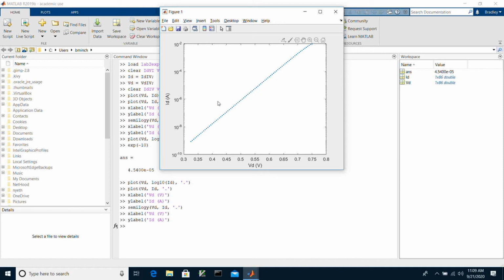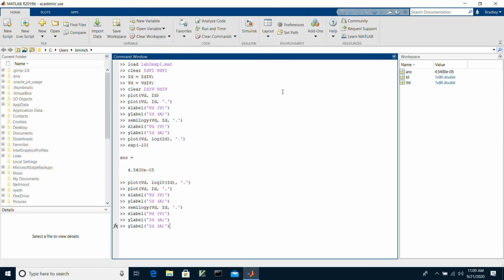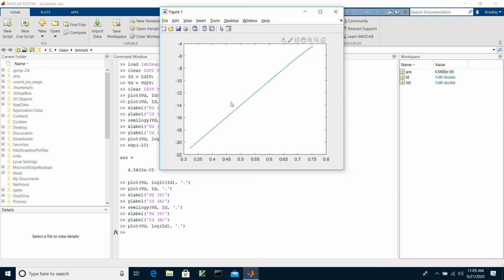So if you're talking about the slope of this straight line, if we were to have made this type of plot, where we're plotting e-folds of current, or factors of e change in current here, versus voltage, the slope of this line on this scale would be so many factors of e per volt.